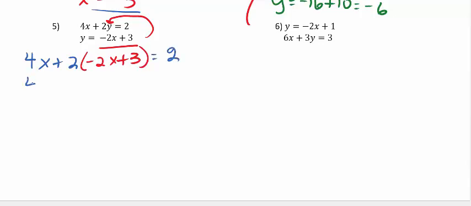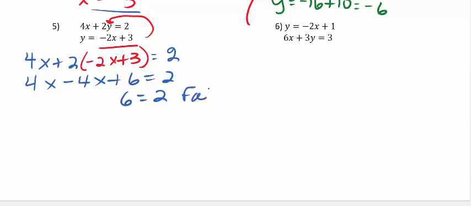Now when we distribute, we get 2 times -2x, that's a minus 4x. And then 2 times 3 is going to be a 6. And when I simplify on the left, 4x minus 4x, now all my x's are gone, and all I'm left with is 6 equal to 2. With no more variables there to solve for, and this being a false statement, this system does not have a solution. So we say that this system has no solution.